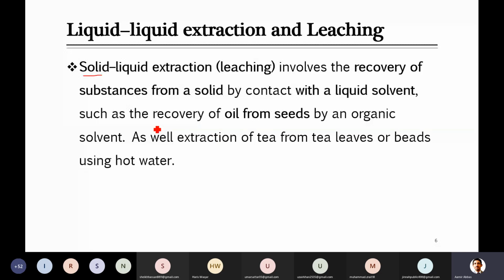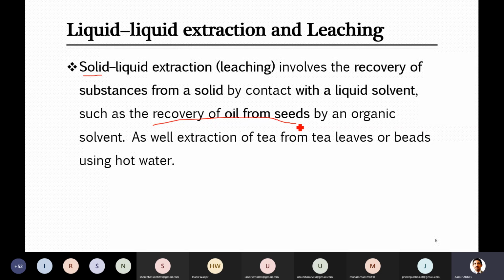So for example, recovery of oil from the seeds. When you have seeds, you know that from that we can recover the oil present in that solid structure, and that is recovered with the help of an organic solvent. Later when we study leaching, we will talk about that in detail. But from here, just remember that if someone says solid liquid extraction, what does that mean?